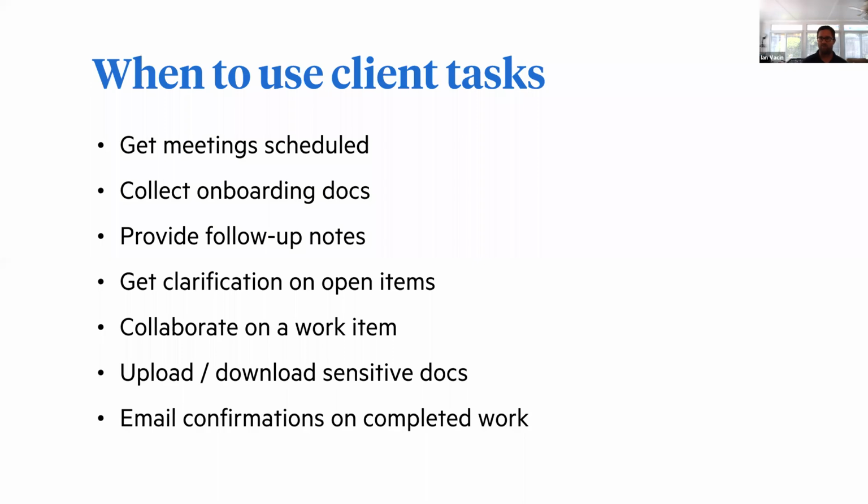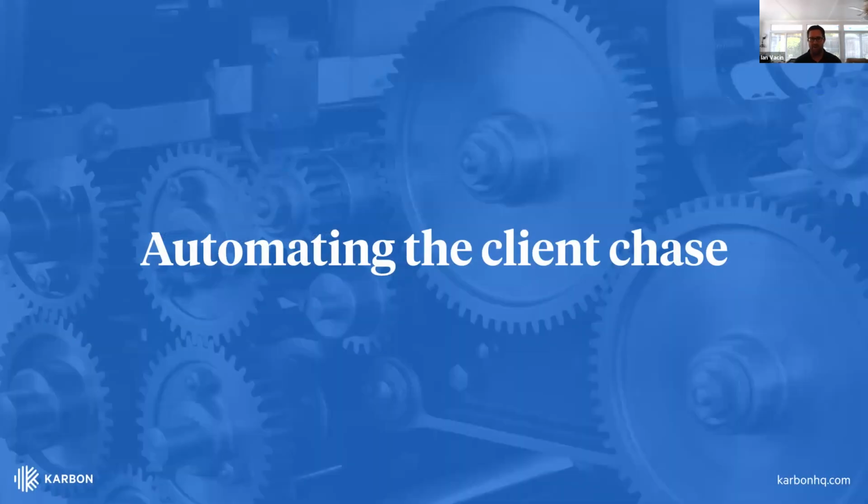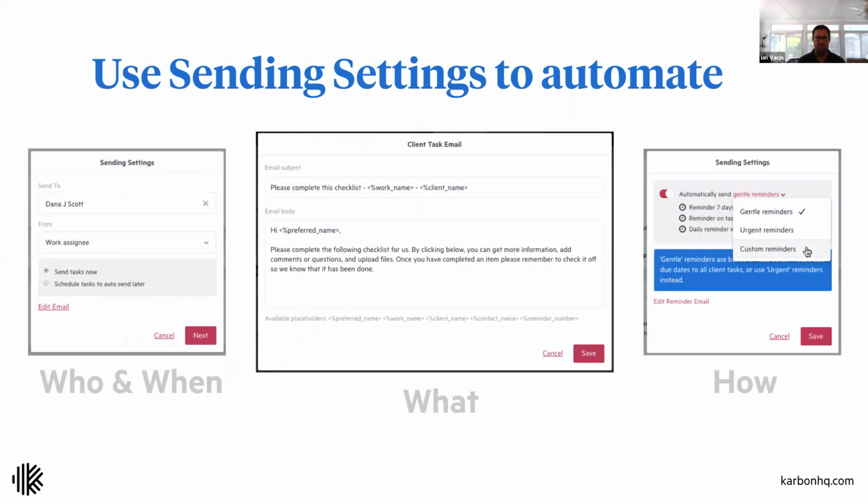So again, I'm super passionate about this. Keep going. Automation of the client chase. It's probably the most consuming part of the process when dealing with clients. So again, what we mentioned before is when you go into the settings of a client task, you can specify exactly who you're going to send it to, who it's coming from. That could be the person who owns the work. That could be the client owner. It could be a colleague.